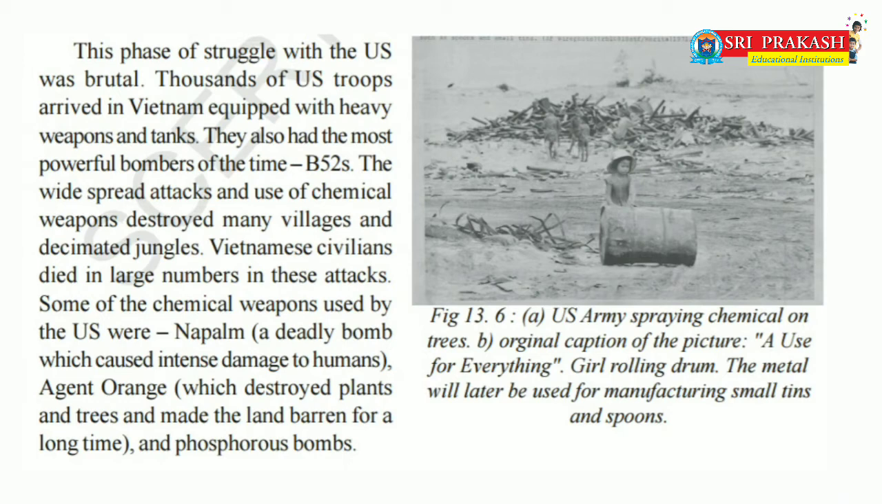You may have a question: what is meant by napalm? A deadly bomb which caused intense damage to humans. And one more question: what is Agent Orange? It destroyed plants and trees and made the land barren for a long time, and it was stored in orange colored drums, so it was called Agent Orange. They also used phosphorus bombs.